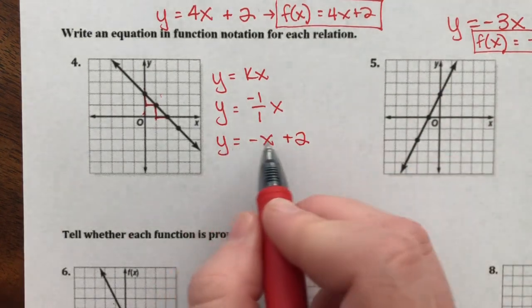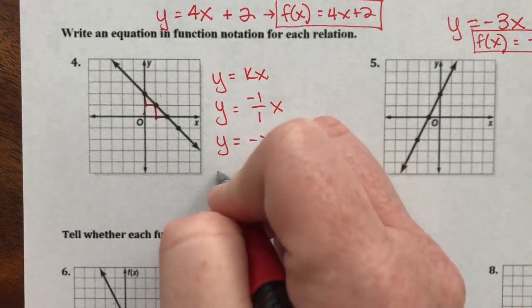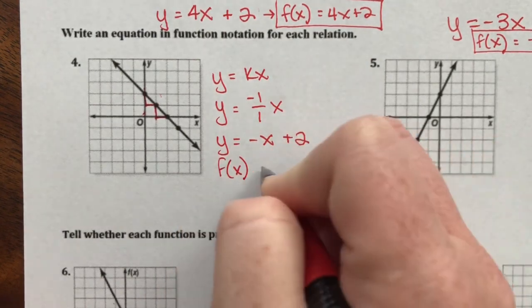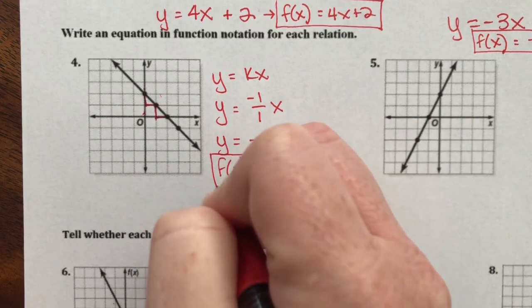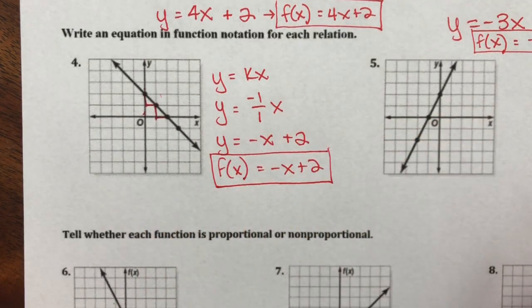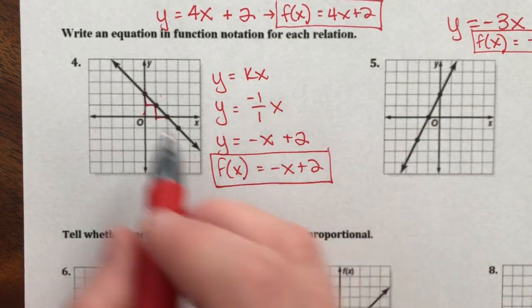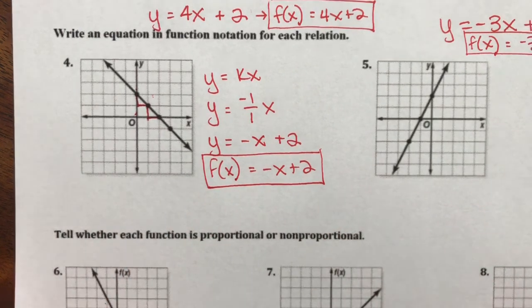Right? So this is my equation, and then if I want it in function notation, I say f of x equals negative x plus 2. This is my function notation equation. This is this line. Hopefully that's making sense to you guys.